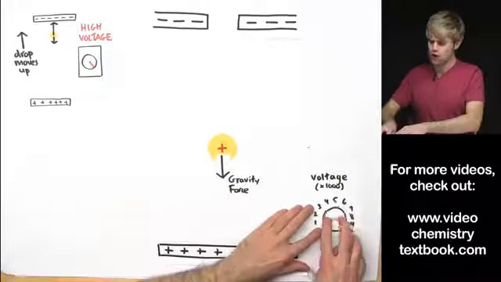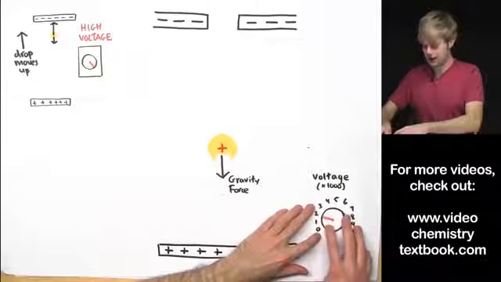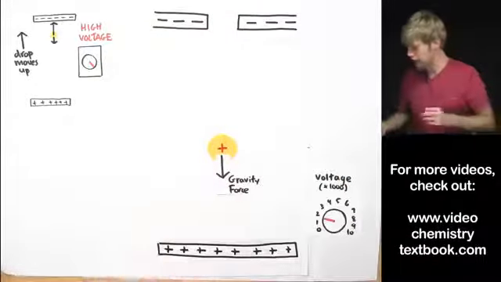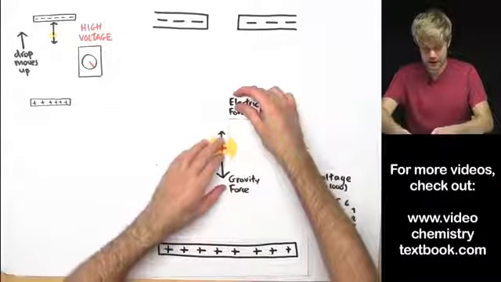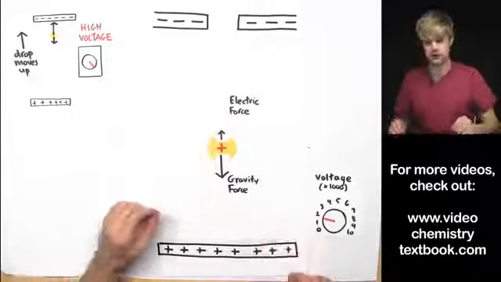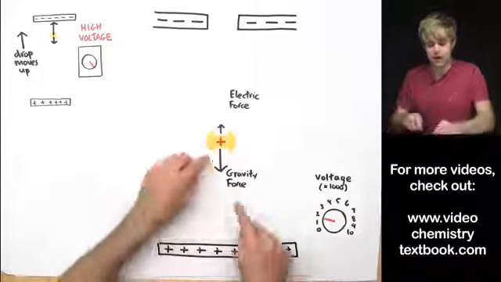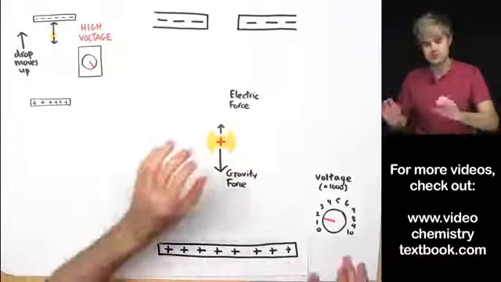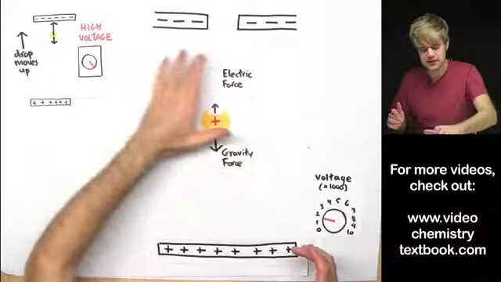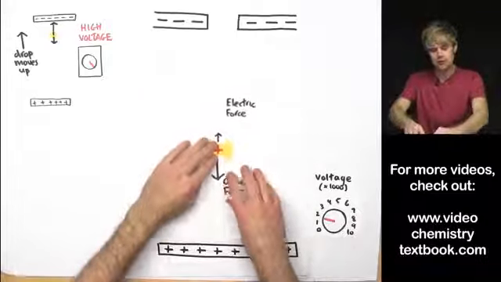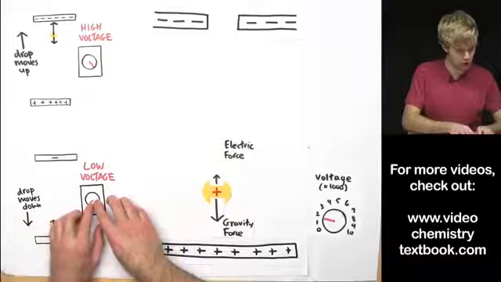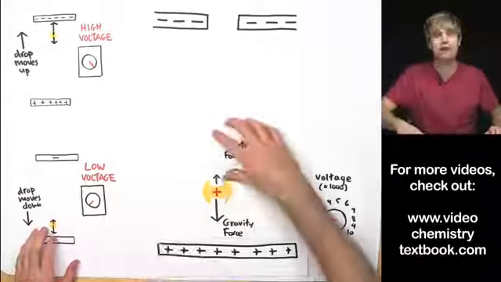But on the other hand, we could turn the voltage way down. That means there's much less power in these plates, less charge, and so the electric force acting on the drop at the lower voltage is not very big. It's just a small little electric force. Now, when it tries to cancel out the gravity force, it's much too small. The gravity force is going to win. It's the bigger force. So in this case, gravity is going to pull the oil drop down. And that's what this situation is. Low voltage, drop moves down because gravity wins.